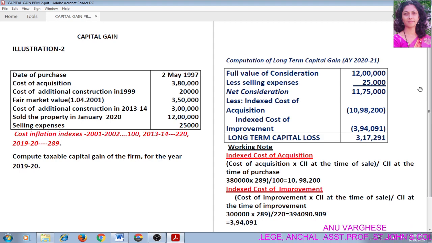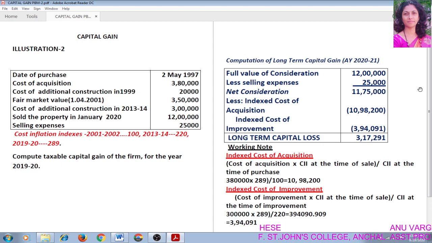My dear students, today let us do a practical problem from the module Capital Gain. Let us read the question. Date of purchase 2nd May 1997. Cost of acquisition Rs 3,80,000. Cost of additional construction in 1999 Rs 20,000.